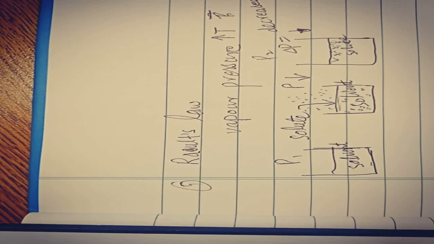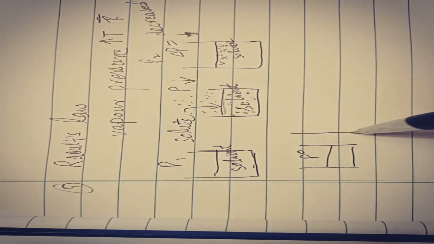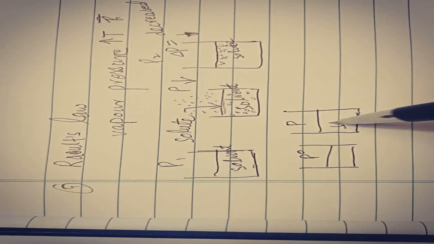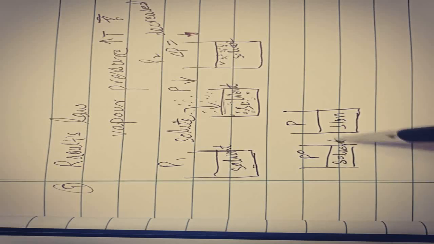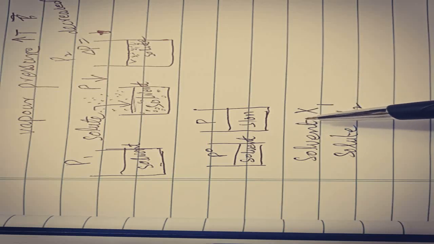So Raoult's law has given the quantitative relationship between the vapor pressure of the solution and the quantities of the solute and the solvent. Let's consider that the vapor pressure of the pure solvent is P0 and that of the solution is P. That is solution and this one is solvent. Let the mole fraction of the solvent be x1 and for the solute x2 respectively. According to the definition of Raoult's law, the vapor pressure of the solution is directly proportional to the mole fraction of the solvent.